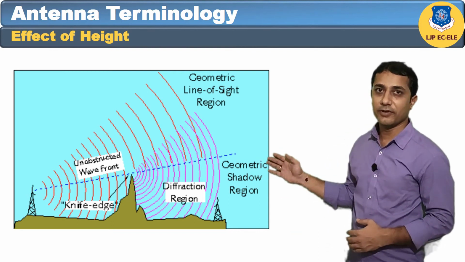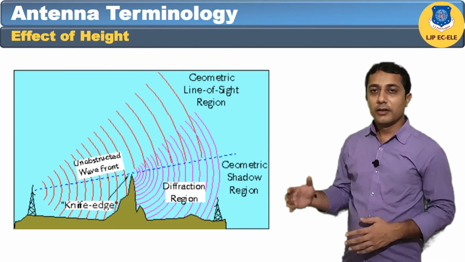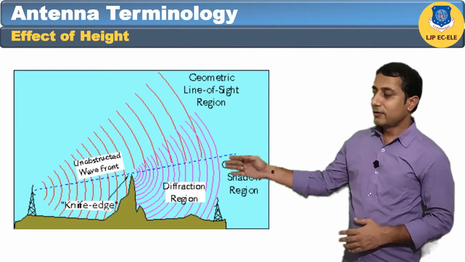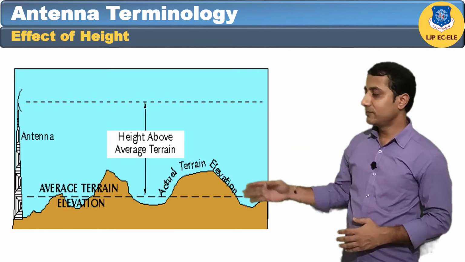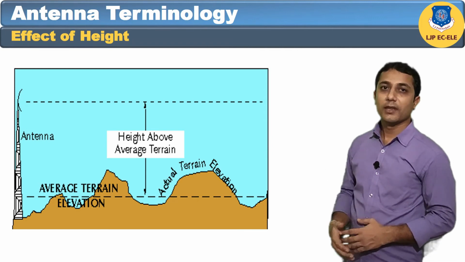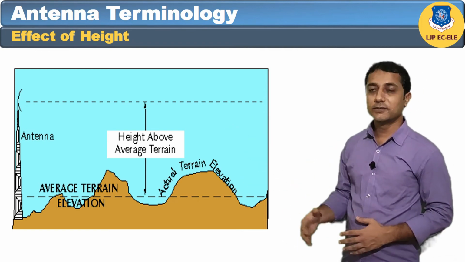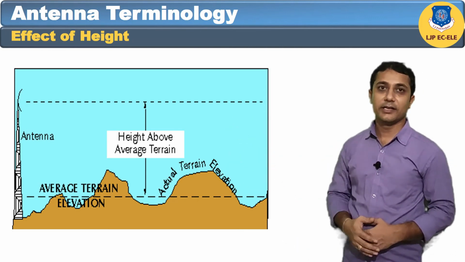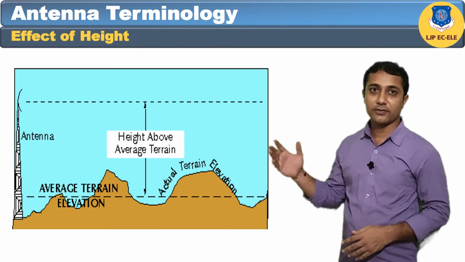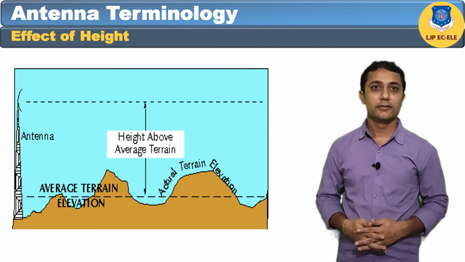So here we have a figure which shows the antenna height. As the antenna height increases, we can cover more area. As the antenna height decreases, we get less area to cover. This is the effect of height of the antenna.